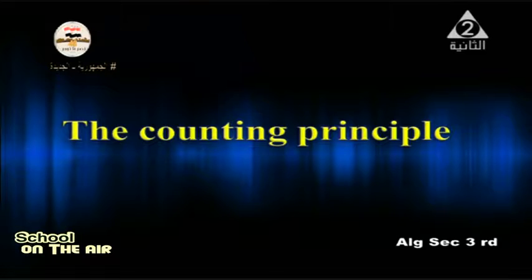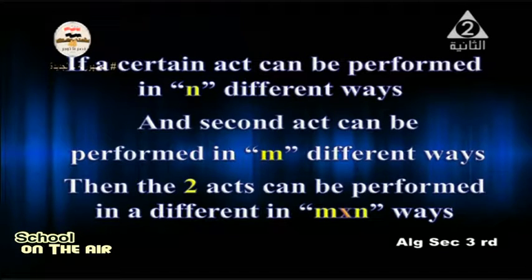Counting principle. What is the meaning of counting principle? It's certain: if we have a certain act that can be performed in n different ways, and a second act can be performed in m different ways, then the two acts can be performed in m times n ways.